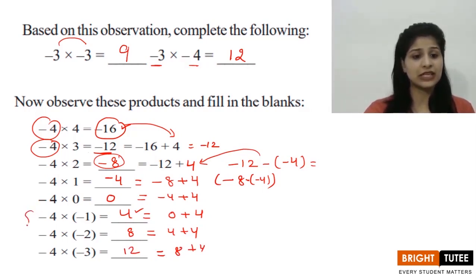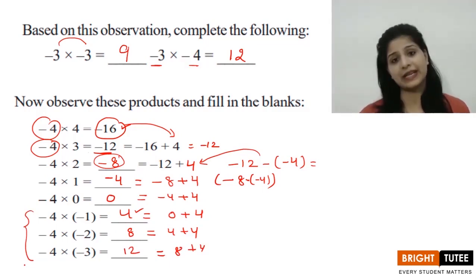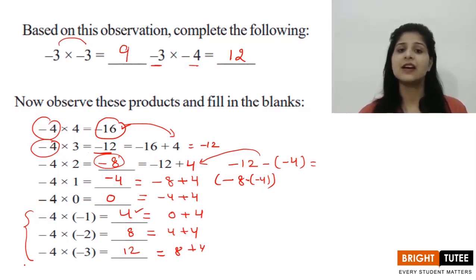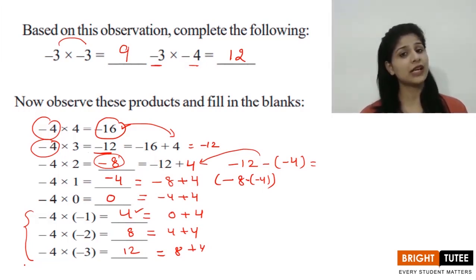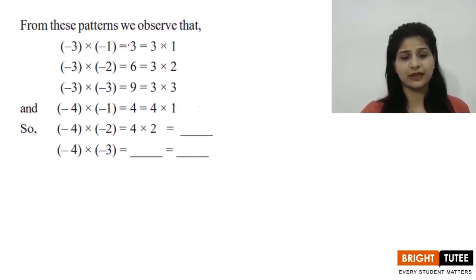So you see, these all are the products of two negative integers, and in all of them students, we are getting the answer as a positive integer. So whenever we multiply two negative integers, we are going to get the answer as a positive integer. We can observe this pattern here.